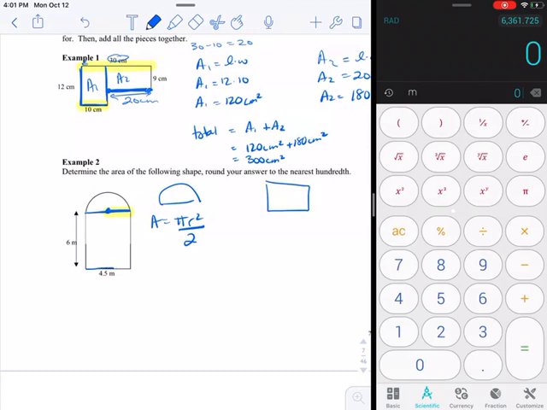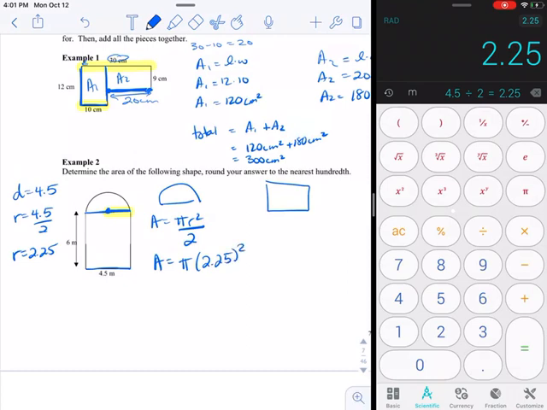Well, the distance all the way across is 4.5, so the diameter would be 4.5, which means the radius is 4.5 divided by 2. So if we go 4.5, divide that by 2, we get a radius of 2.25. All right, so if we bring that back over here, we're going to go pi times 2.25 squared, but then we're dividing it by 2 because we have a half circle, not the full circle.